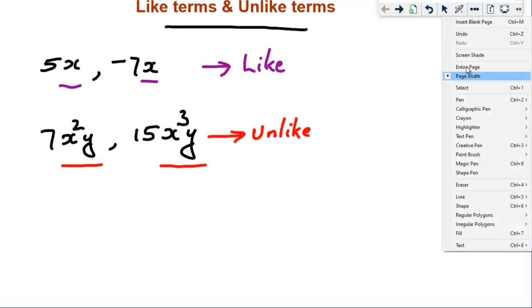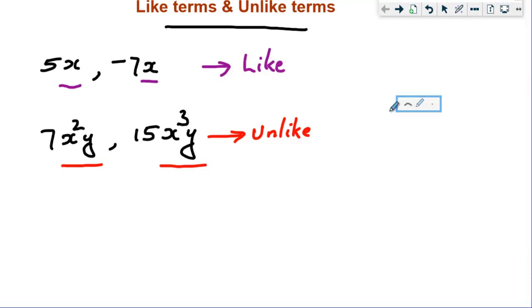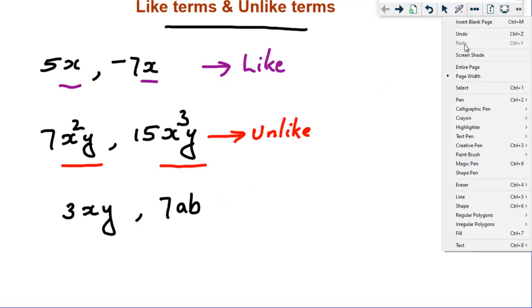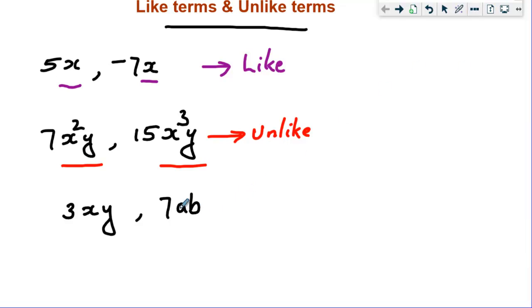You can see one more example here: 3xy, comma, 7ab. In this case, the variables for the first term are xy, and for the second term they are ab. So here x and y are entirely different from a and b. So we can say these are unlike terms.